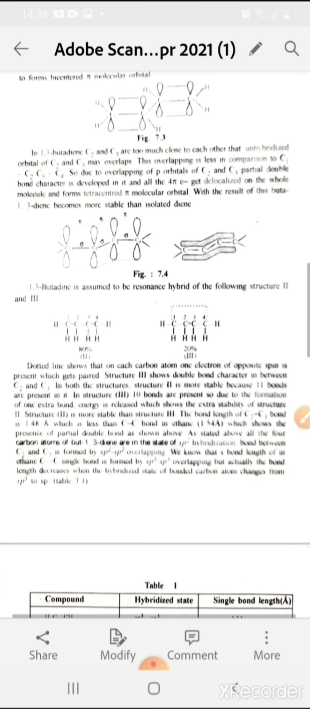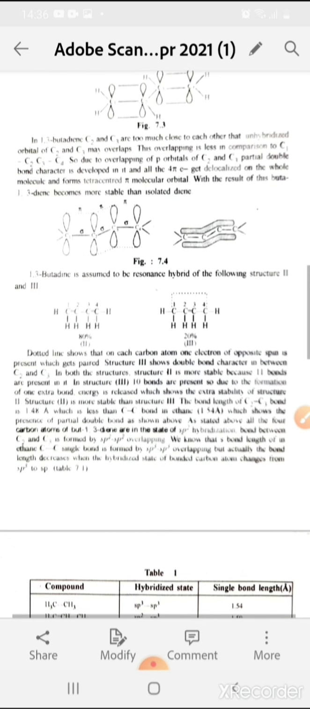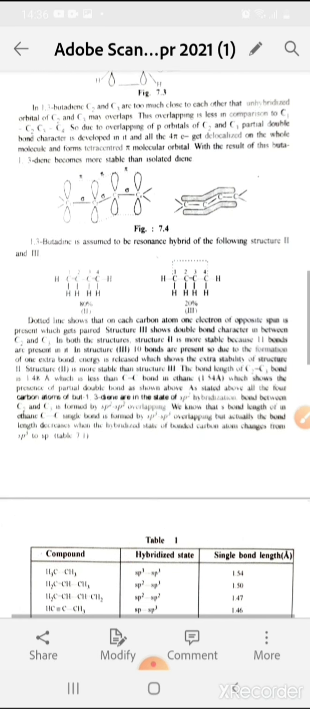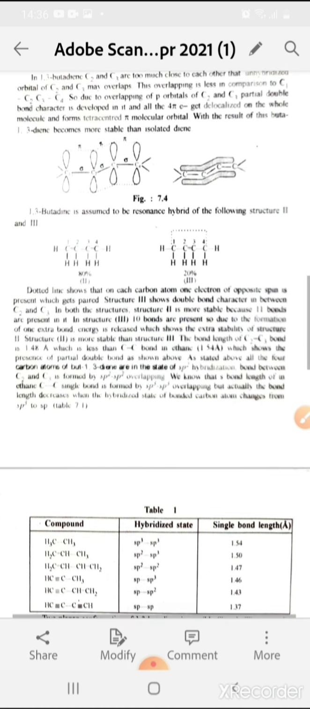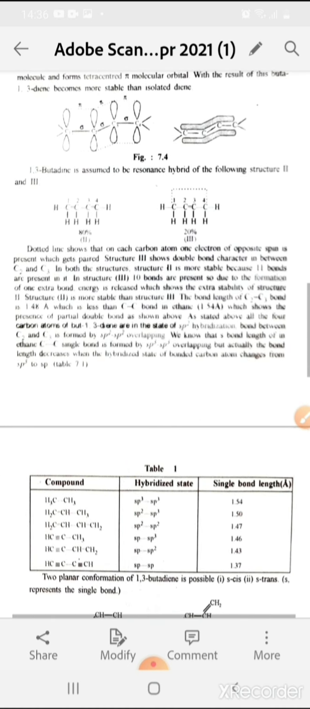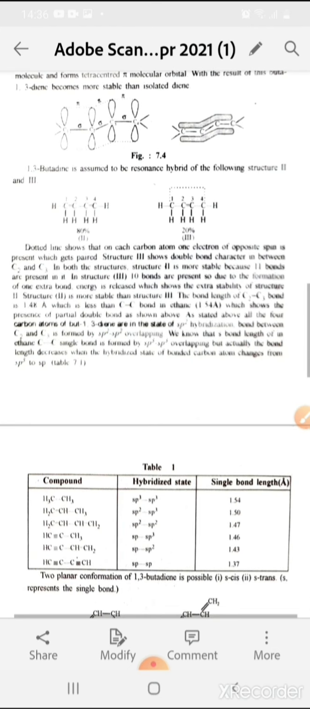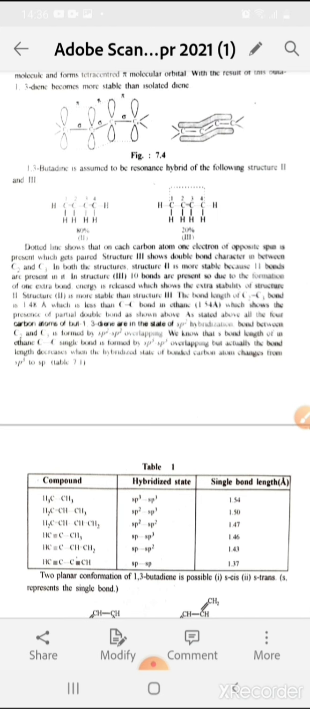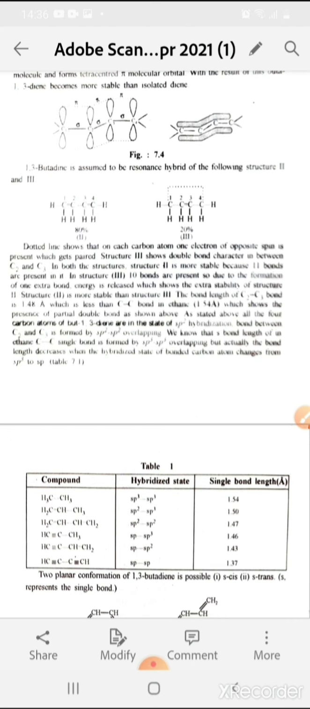The dotted line shows that on each carbon atom, one electron of opposite spin is present which gets paired. Structure 3 shows double bond character between C2 and C3. Of the structures, structure 2 is more stable because 11 bonds are present in it, and in structure 3, 10 bonds are present. So due to the formation of one extra bond, energy is released, which shows the extra stability of structure 2. So structure 2 is more stable than structure 3.